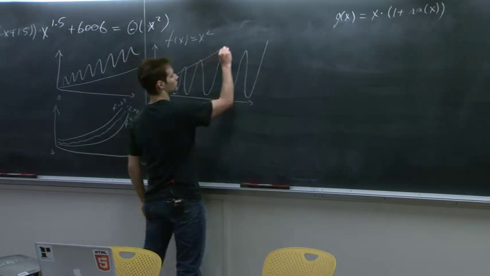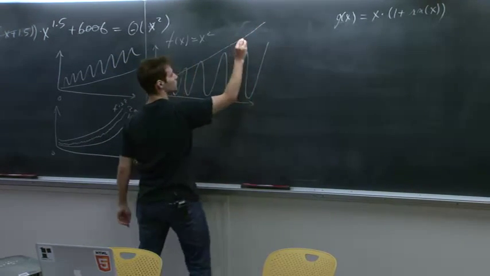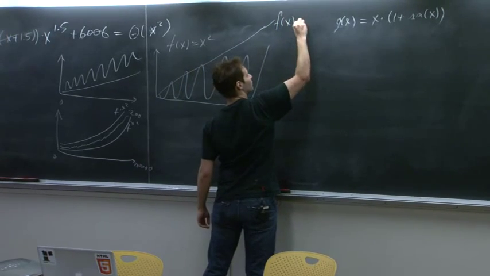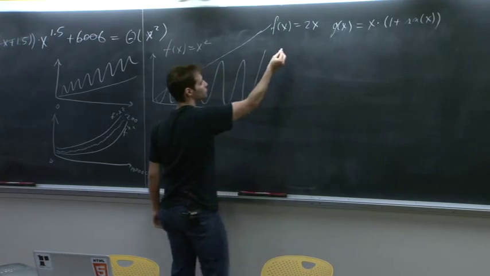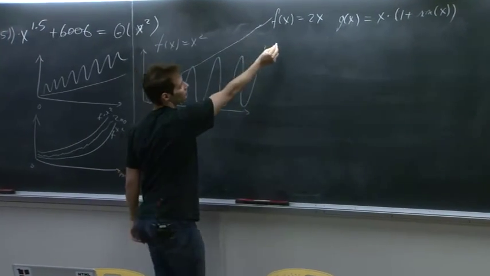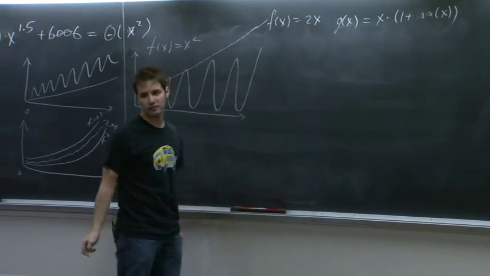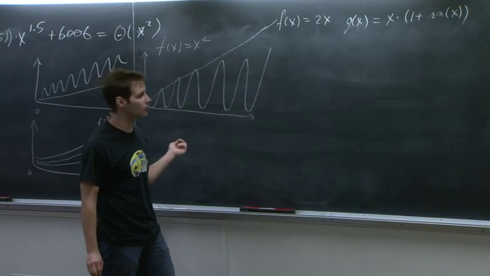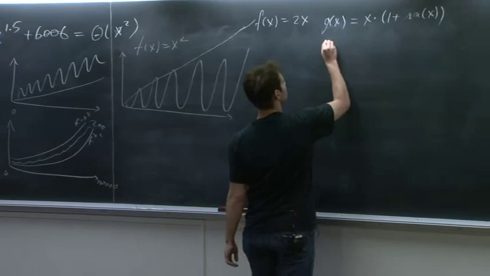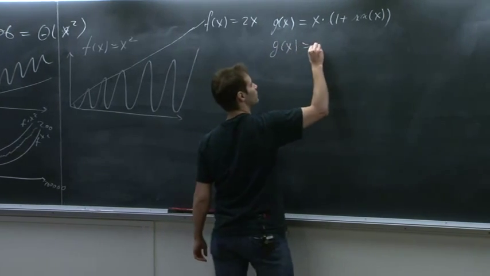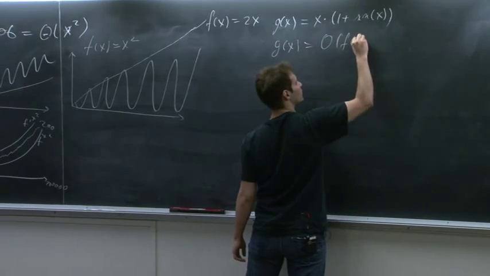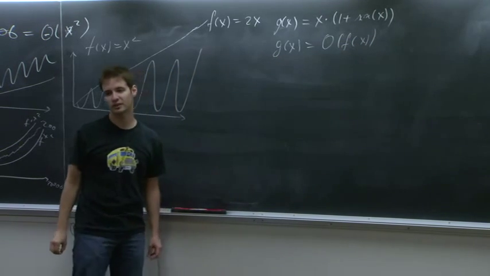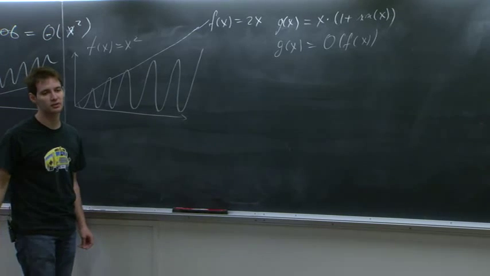So there's this other function here that's supposed to be a line. Pretend it's a line. f of x equals 2x. And I know for sure that this is never going to exceed this. And in that case, where I only have one upper bound and I don't have a good lower bound, I say that g of x is order of f of x. And this is what O really means. It means I only have an upper bound and not a lower bound.